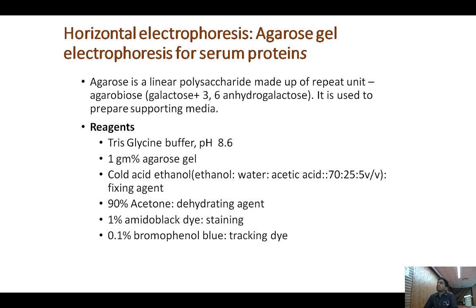It means agarose is used as a supporting media. Agarose is a linear polysaccharide made of agarobiose, galactose and anhydrogalactose. This is a repeating unit of agarobiose, and this is the most common supporting media used for protein electrophoresis.